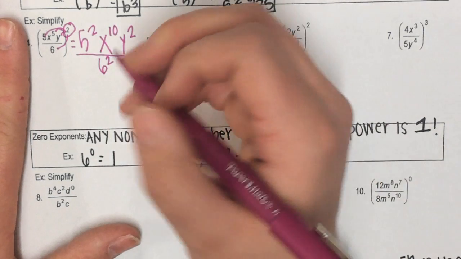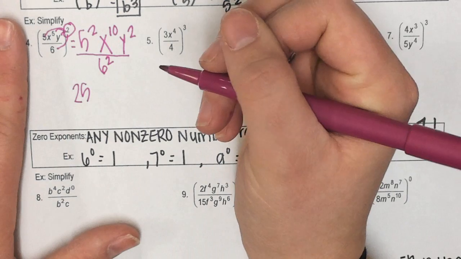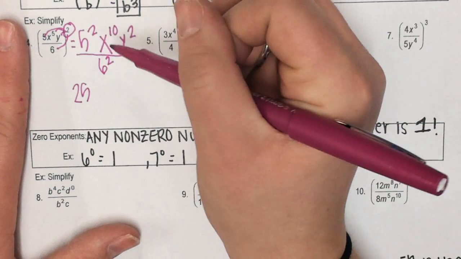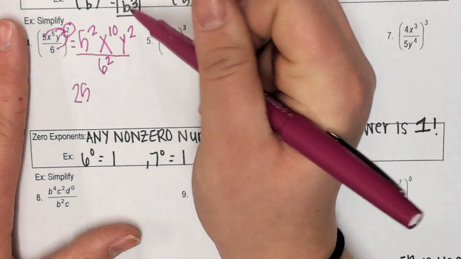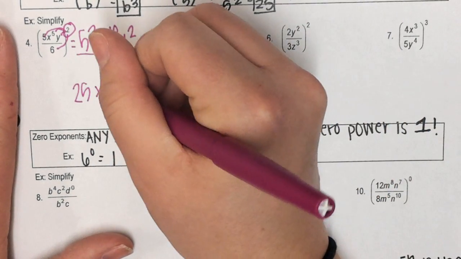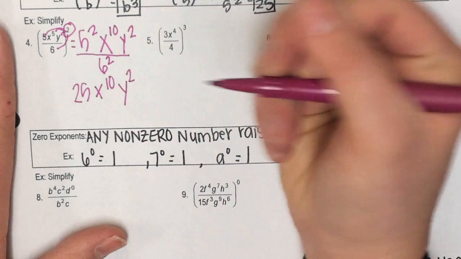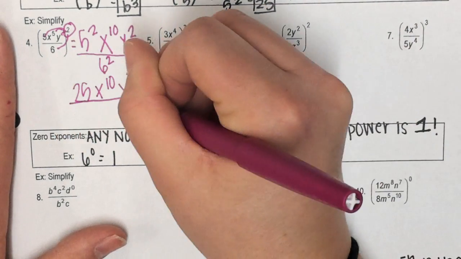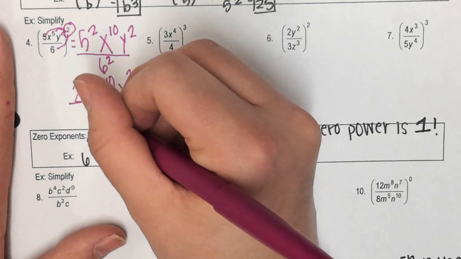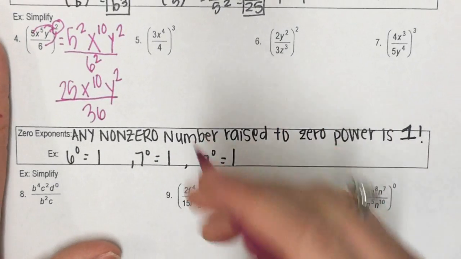Now, 5 squared is 25. Do I have an x on the denominator to simplify this with? No, so I'm just going to rewrite it. X to the 10th, there's no y either, so y to the second. Now, 6 squared is 36. That is as simplified as I can go.